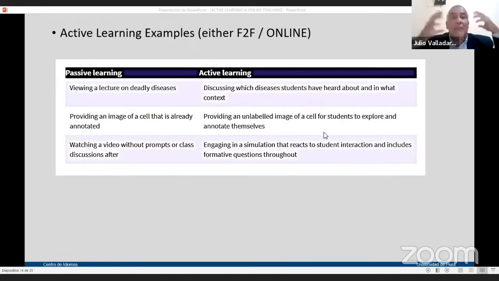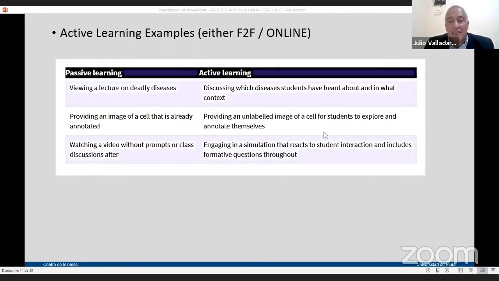Primary. Now, imagine what you can do with a secondary student with a pre-intermediate level. Imagine if you're teaching advanced level. Passive learning, watching a video. Pay attention, watching a video. Passive learning, it's not like, oh no, but they'll be watching a video without prompts or class discussion after. You just watch the video and just ask questions. The teacher asks questions. The teacher is the one, no.